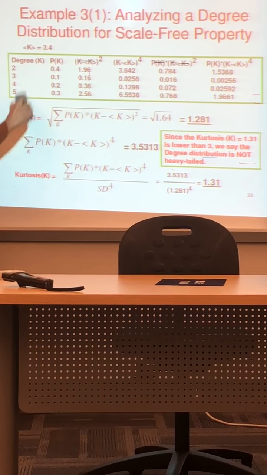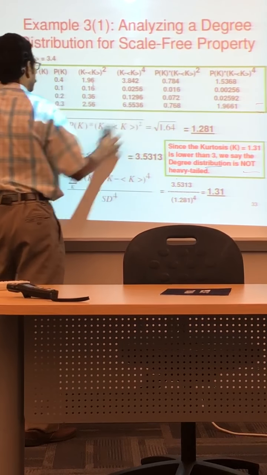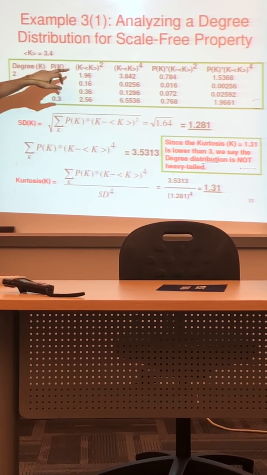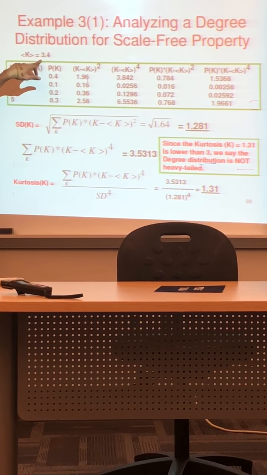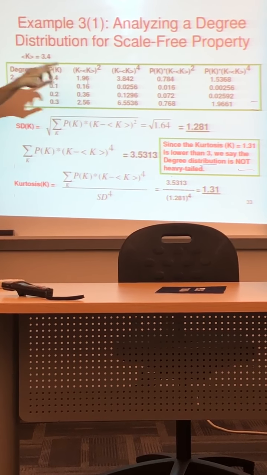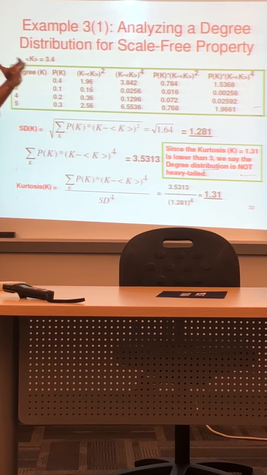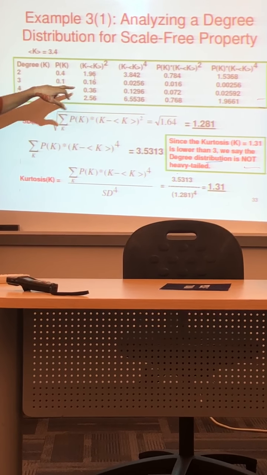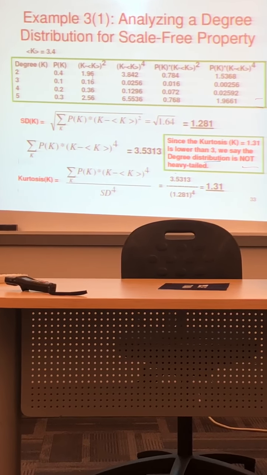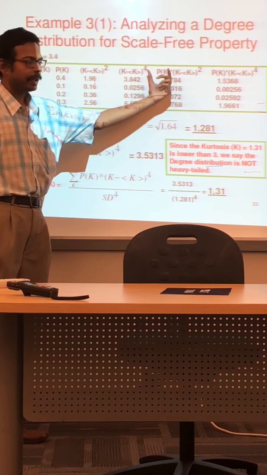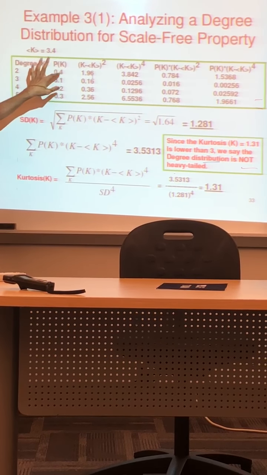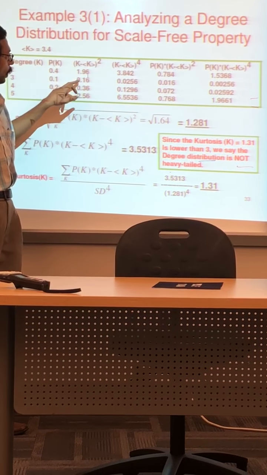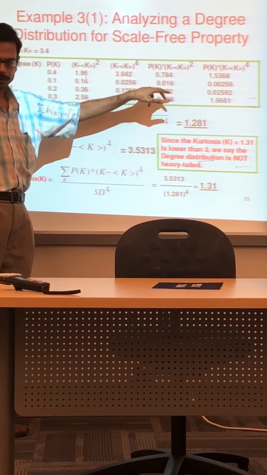The columns are the k values, the degree values, p of k, then k minus the average degree, squared. The average is 3.4. So 2 minus 3.4 is negative 1.4, squared is 1.96. 3 minus 3.4 is negative 0.4, squared is 0.16. And 4 minus 3.4 is 0.6, squared. Square them up and multiply with p of k. So multiply 0.4 with 1.96, you get 0.784. And 0.1 with 0.16, you get 0.016.